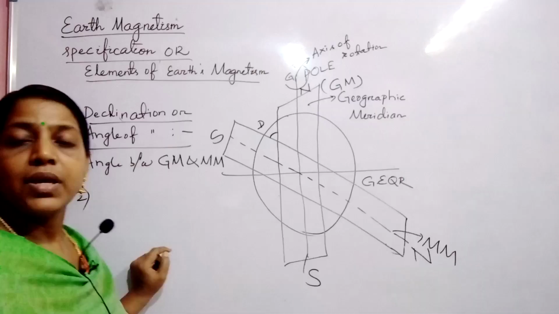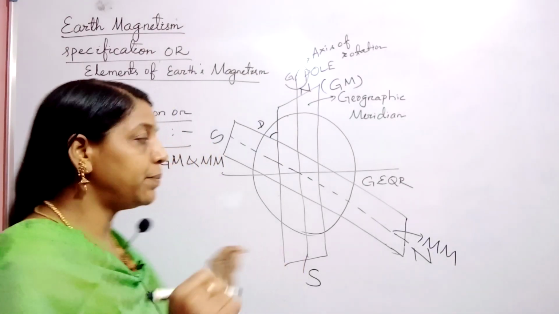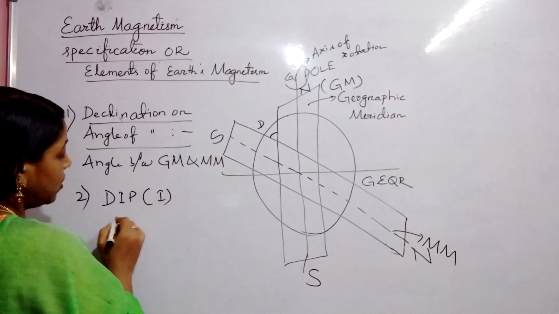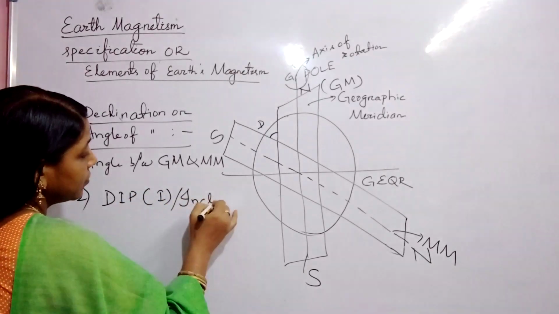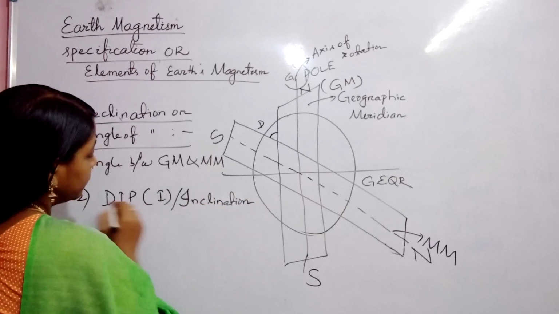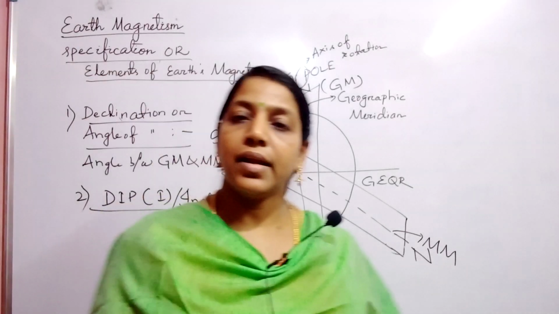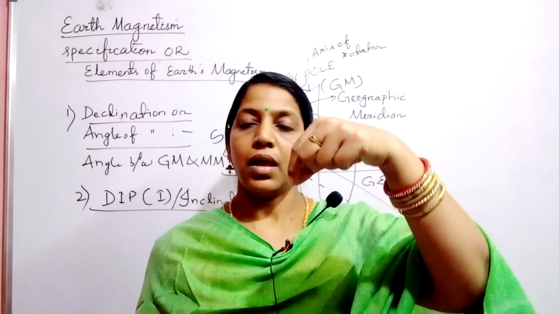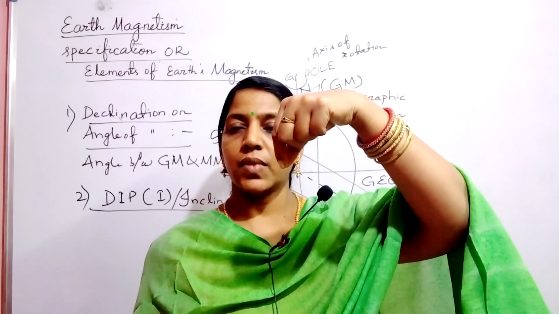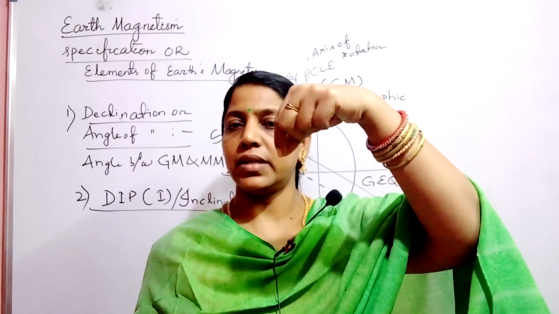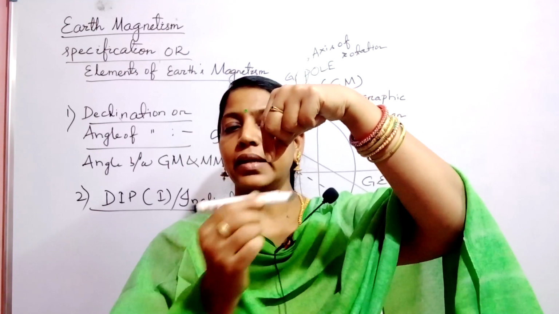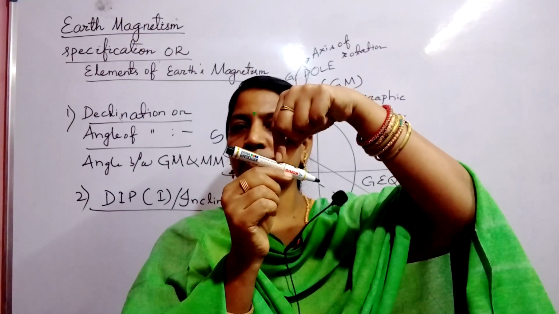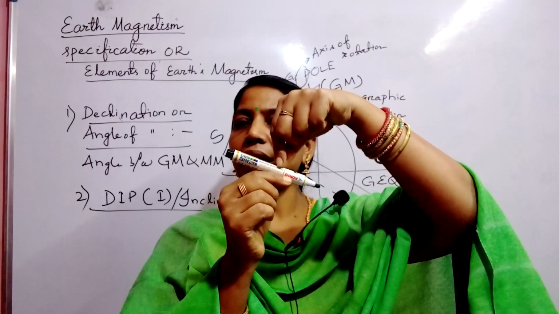Now coming to the second term. What is your second term? Second term is your angle of dip, or you can say dip. It is also called inclination. So what is inclination? You just take a magnetic needle and suspend it freely with the help of a thread or anything else. What you will observe is that the magnetic needle will not stay horizontal. It will always stay by bending somehow.